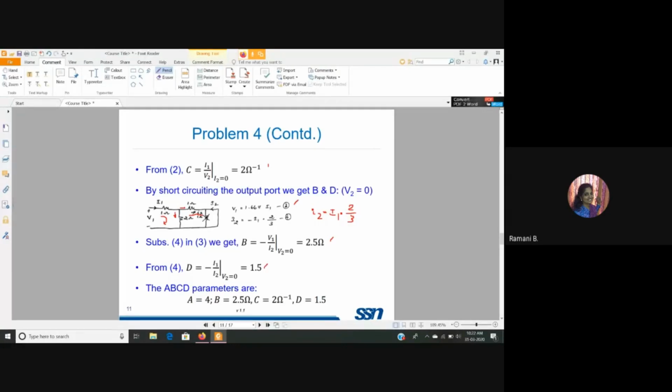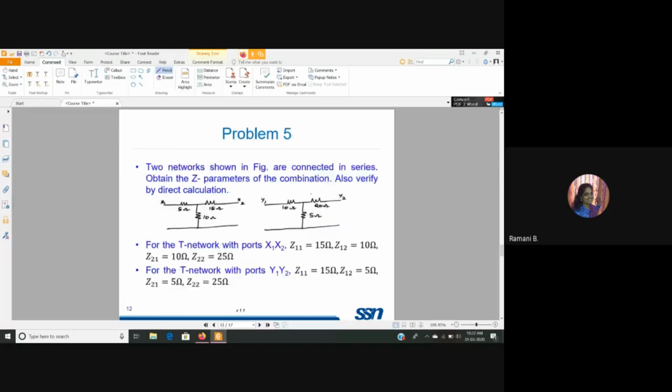That is a ratio of currents, so you don't have any unit there. So these are the values for these parameters. Next, we shall see an example for interconnection of networks. Here you are given two networks connected in series, this is a T network and this is a T network, and you are asked to find the Z parameters of the combination.